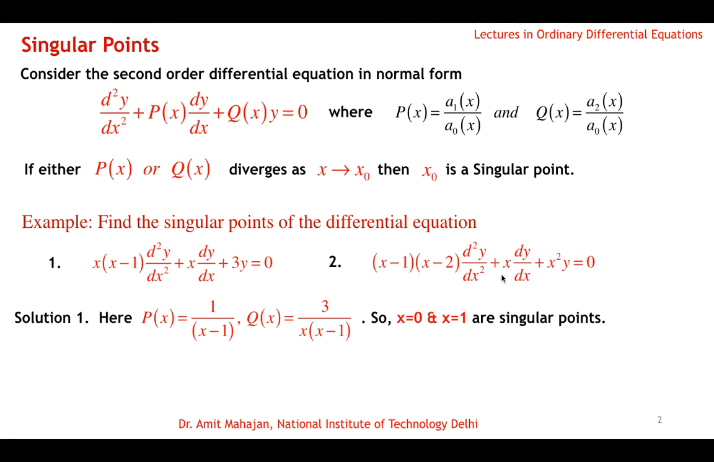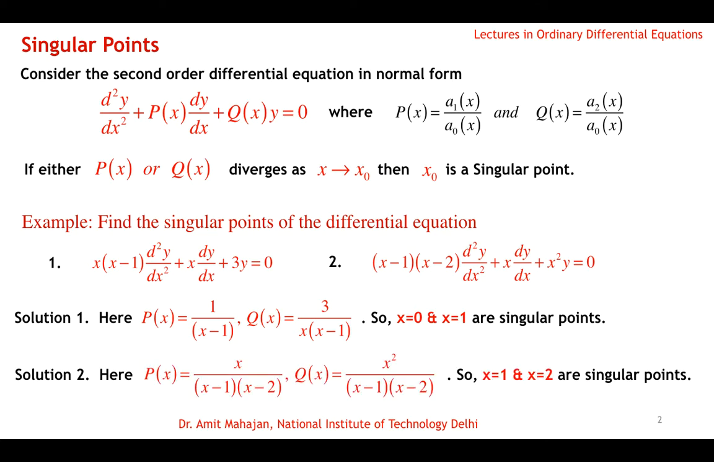Similarly, in this second equation, p is x over (x minus 1)(x minus 2) and q is x square over (x minus 1)(x minus 2). So again you can easily see that x is equal to 1 and x is equal to 2 are the 2 points where p and q both are diverging here, but it is sufficient if either one of them is divergent. Okay, so if either p is divergent or q is divergent at any x, then that point is a singular point. Okay, so here x is equal to 1 and x is equal to 2 are two singular points of this.